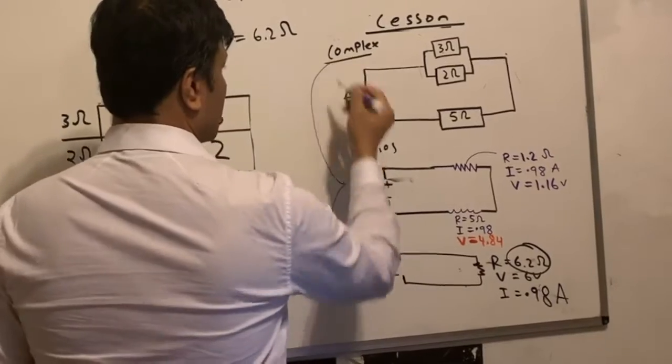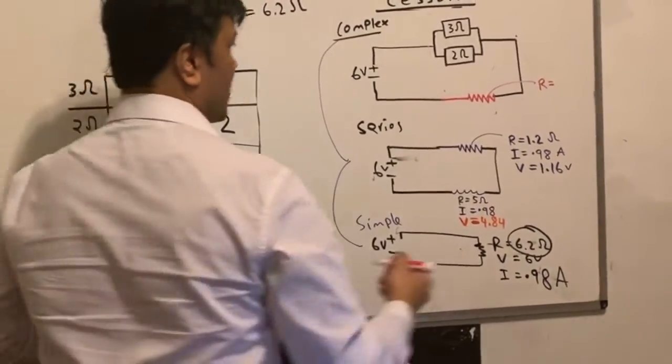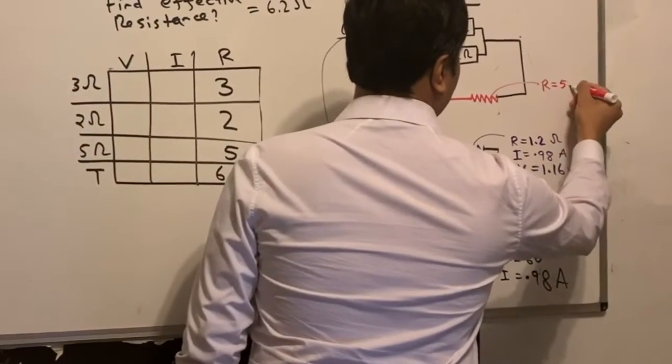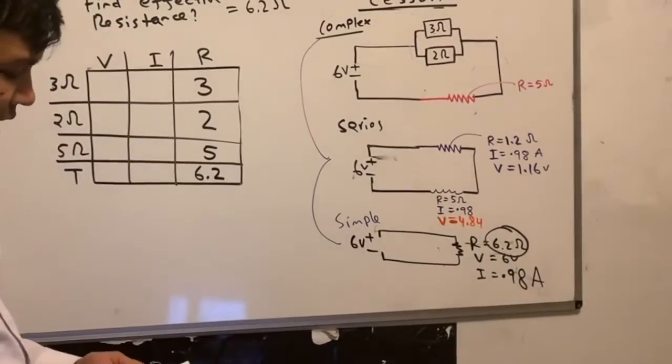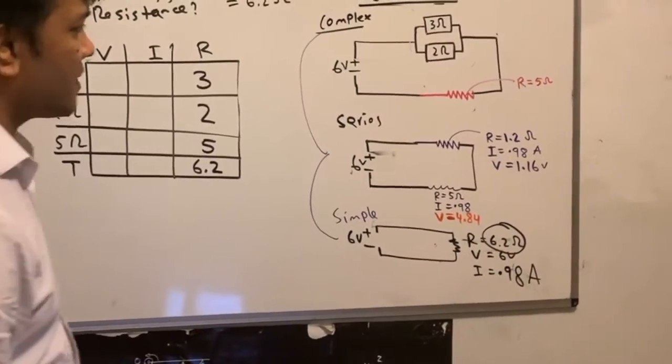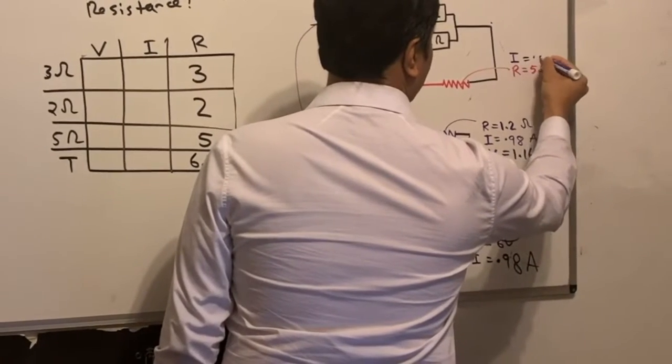Series to complex. What is the resistance over here? 5 ohms. Very good. You remember. 5 ohms, right? Yes. Okay, now what is the current, by the way? Same. 0.98 amps. Current is 0.98 amps.